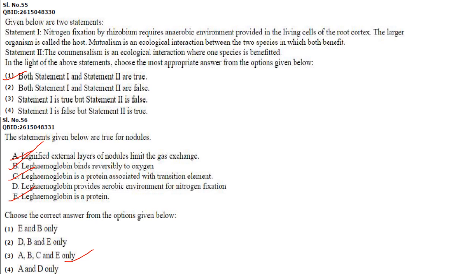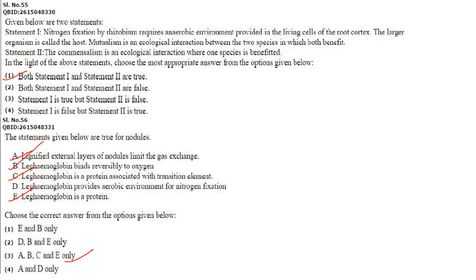Given below are two statements. Statement 1: Nitrogen fixation by Rhizobium requires an anaerobic environment provided in the living cells of the root cortex. The larger organism is called the host. Mutualism is an ecological interaction between two species in which both benefit. Okay, statement 1 is correct. Now what about statement 2? Commensalism is an ecological interaction where one species is benefited. That is also correct. So both statements 1 and 2 are true.